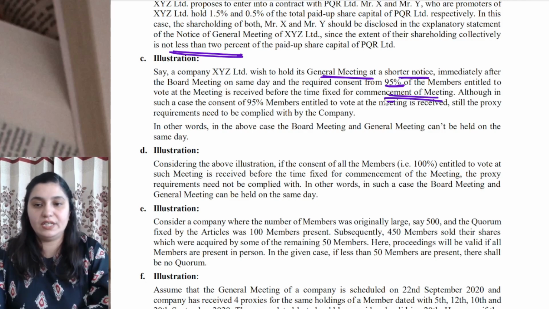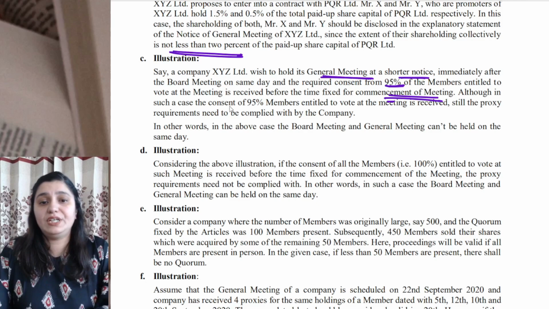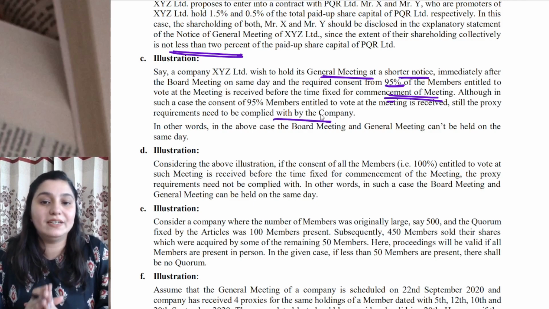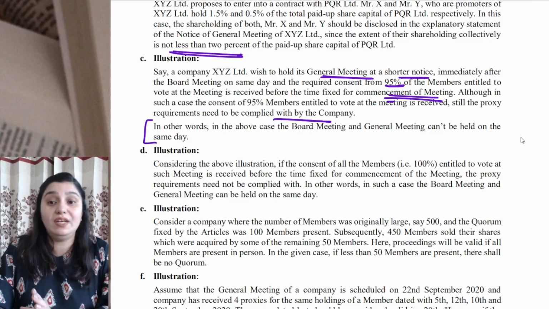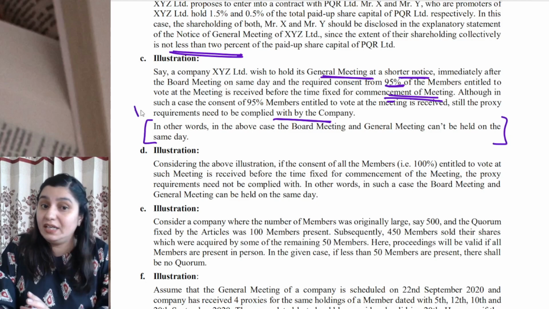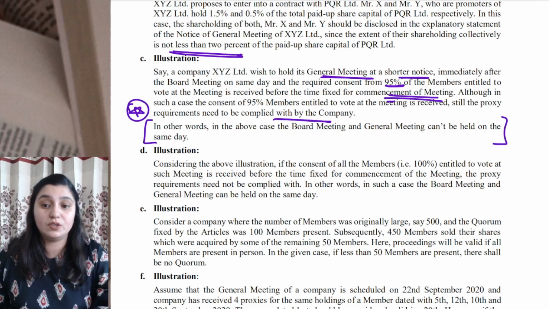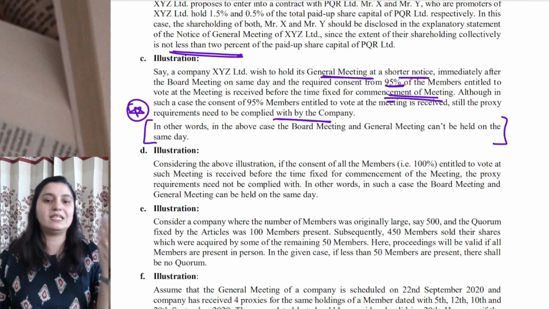So the consent that was required has also been received. Although in such a case the consent of 95% members entitled to vote is received, still the proxy requirements need to be complied by the company. So in general, this is a very important illustration, not given anywhere in the book, but here they have mentioned it quite different from the earlier ones. Like earlier two were easy. This is quite technical.